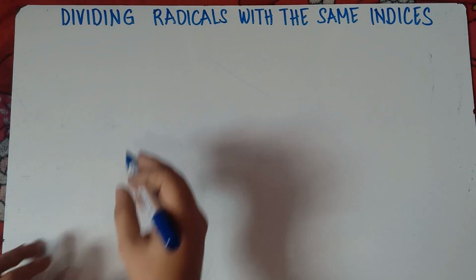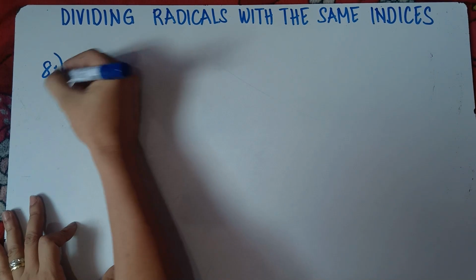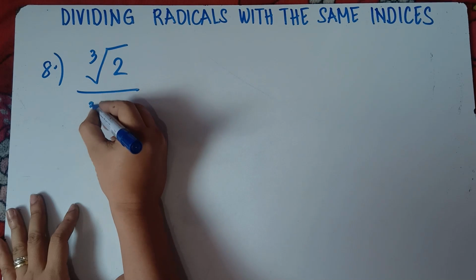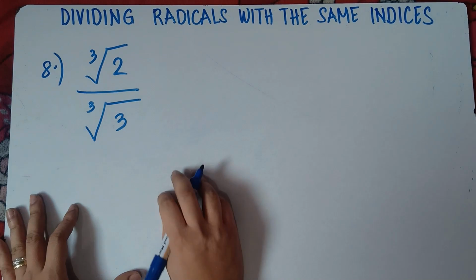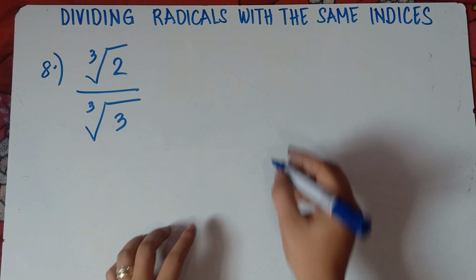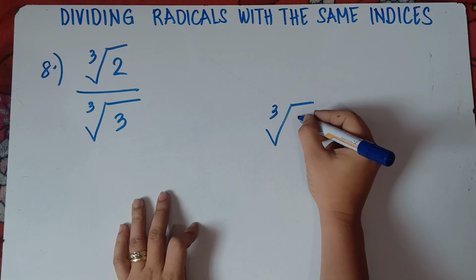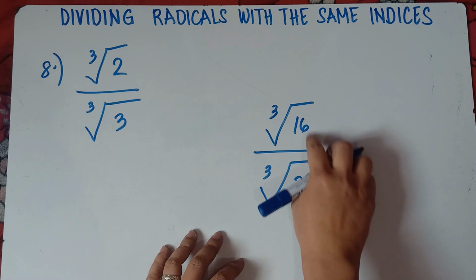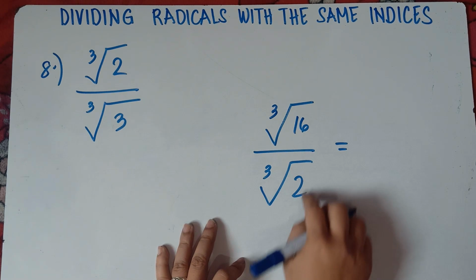Alright, so let's try number 8. For number 8, class, we have the cube root of 2 over the cube root of 3. So check, class, can we divide 2 by 3? Nope, we cannot divide 2 by 3 because if we can divide, we can just simply divide. Example, class, cube root of 16 over cube root of 2. Can we divide 16 by 2? Yep, we can divide 16 by 2.